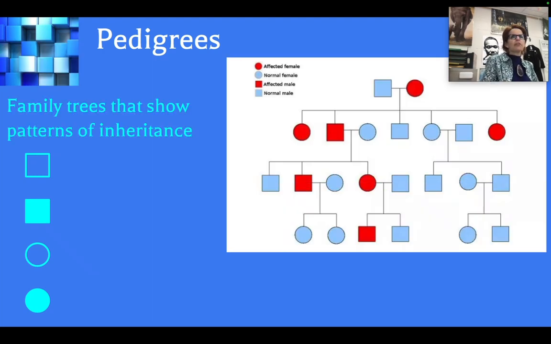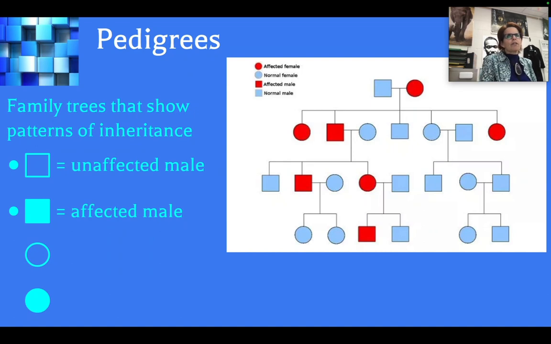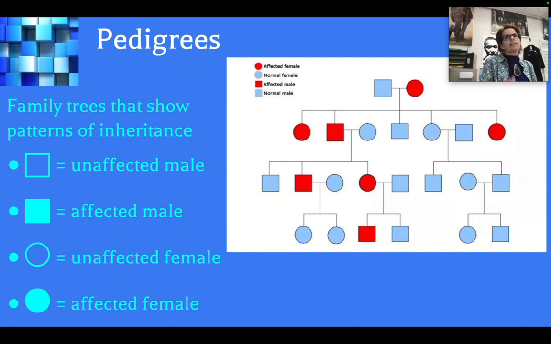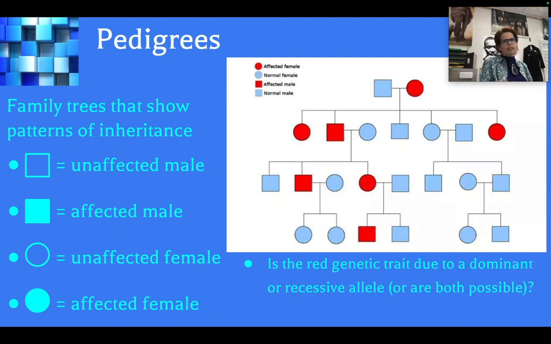All right, and then pedigrees, which are family trees. Males are shown as squares, females are shown as circles, and if they're colored in, in this case the red ones, it indicates that they have the trait that we're looking at. The question says, is the red genetic trait due to a dominant or recessive allele, or are both possible?